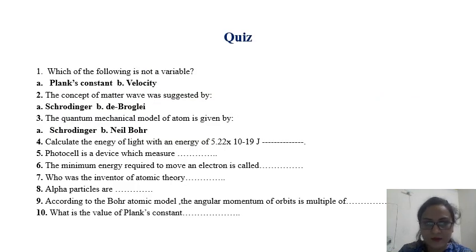Here is a quiz. You can solve it. There are some basic conceptual questions.